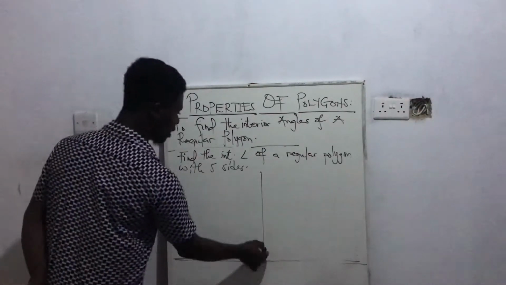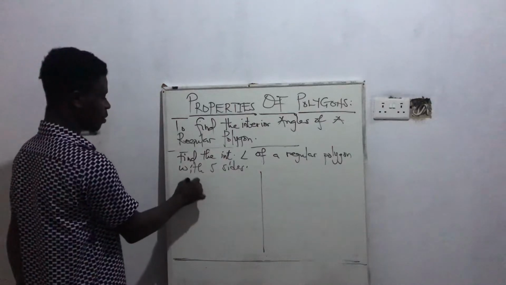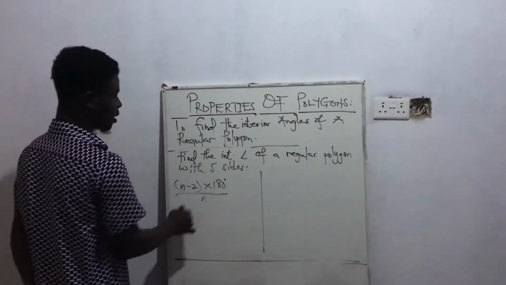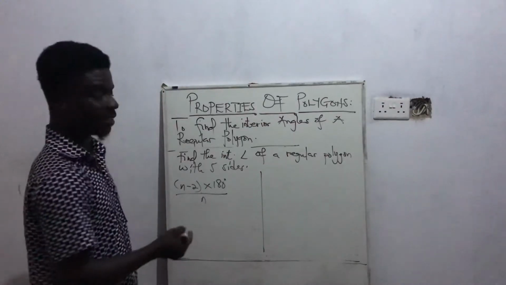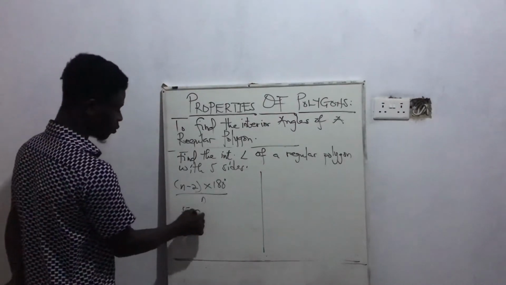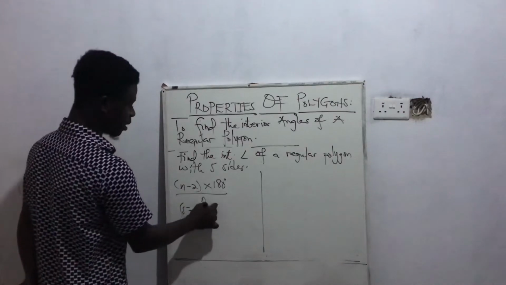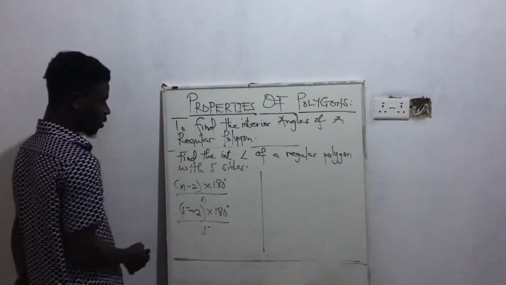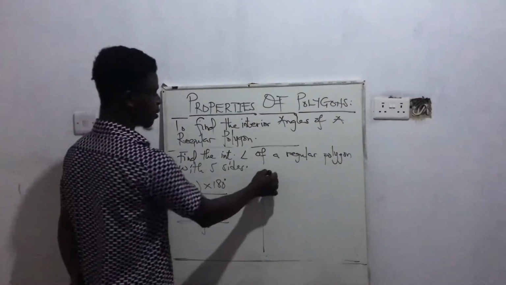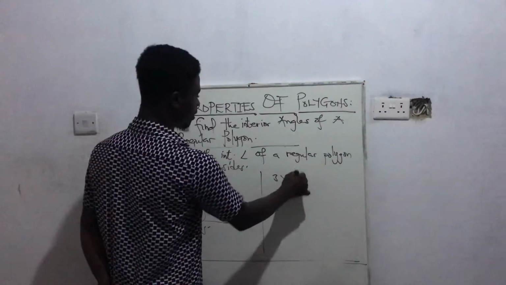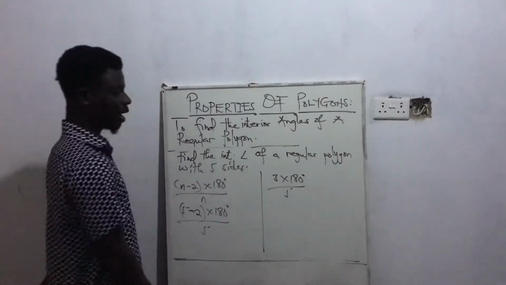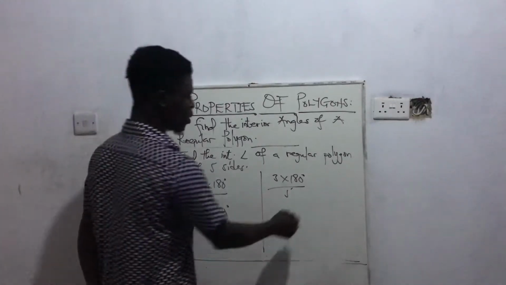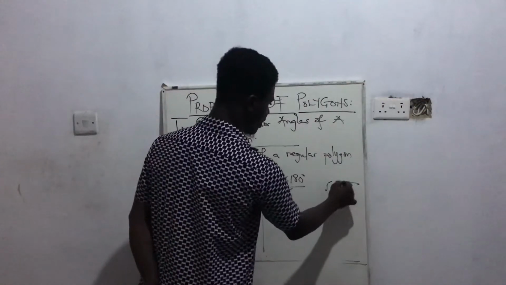So I'll put my formula, which is n minus 2 times 180 degrees, all over n, where n is the number of sides, that's 5. So I have 5 minus 2 times 180 degrees, all over 5. And you know that 5 minus 2 is 3, times 180 degrees, all over 5. Now let's see how many times 5 goes into 180. So 5 out, 180 in.